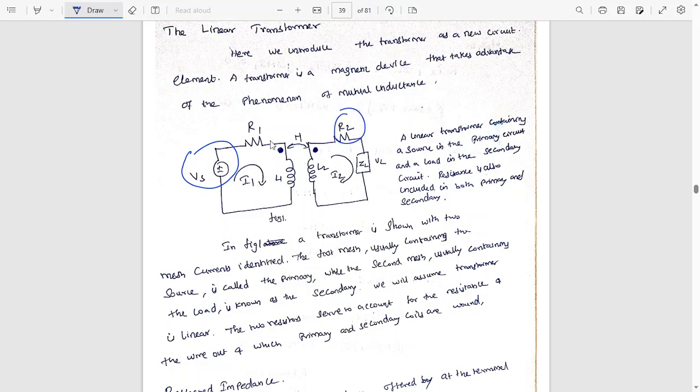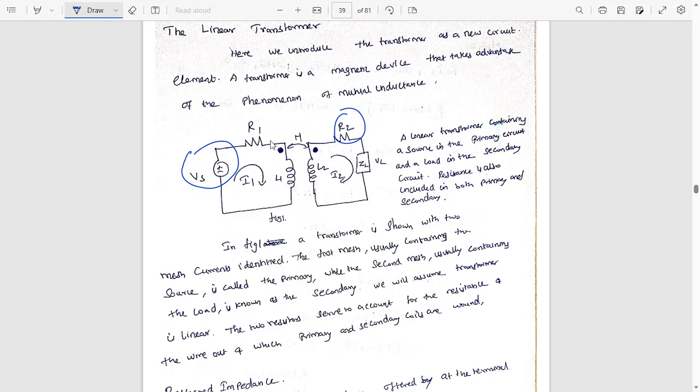So in the first mesh we have the source, and we call that the primary, and in the second mesh we have the load, so we call it the secondary, and we will assume that the transformer is linear. The two resistors serve to account for the resistance of the wire out of which the primary and secondary coils are wound. So on the primary side we have a resistance R1, and on the secondary side we have a resistance of R2.